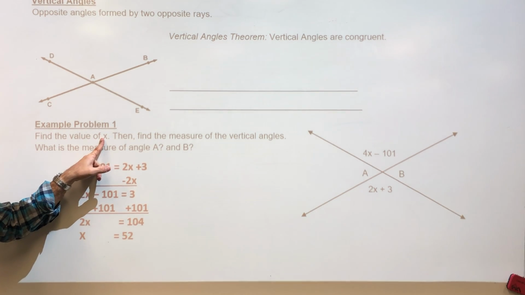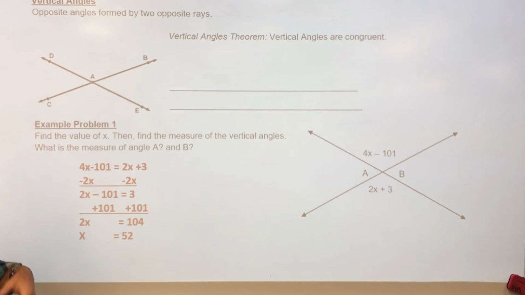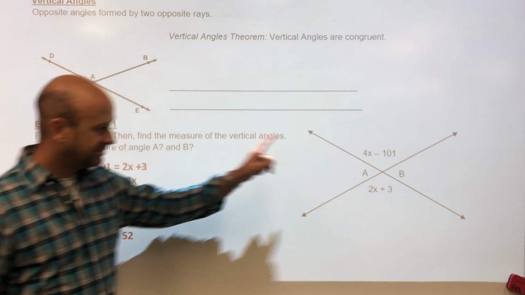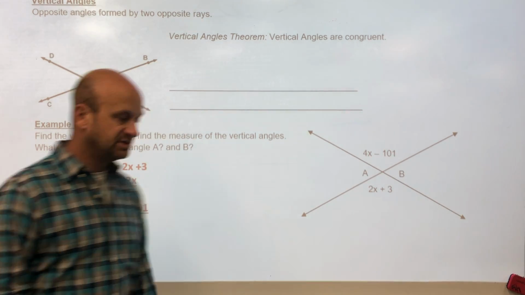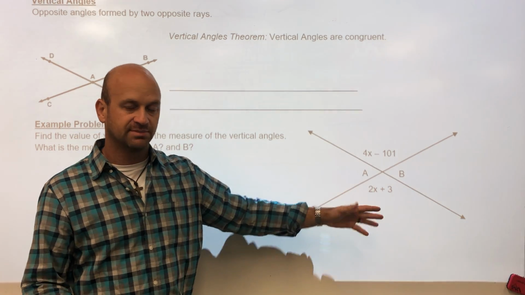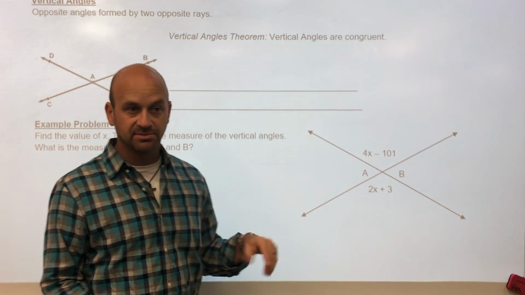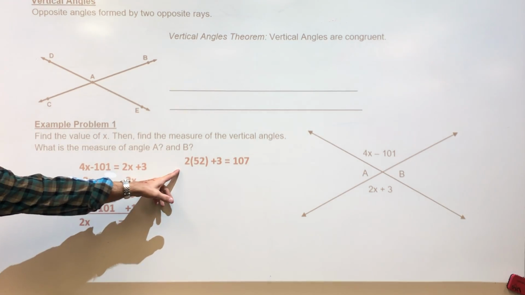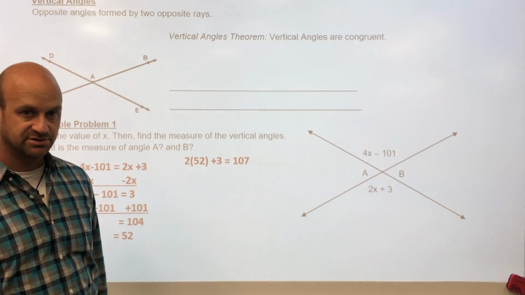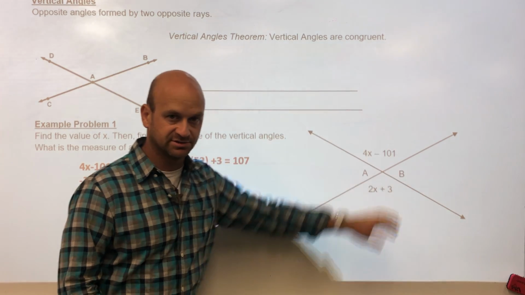That was the first part of the directions. The second part tells us we need to find the measure of the vertical angle. So what this means, we have to take x and plug it into the equation and solve. Now, because these two are both equal, it doesn't matter which one we plug into. I'm going to choose this one because the math is a little bit easier for me. So I'm going to do 2 times 52, which is 104, plus 3 gives us 107. So if this is 107, this is 107.